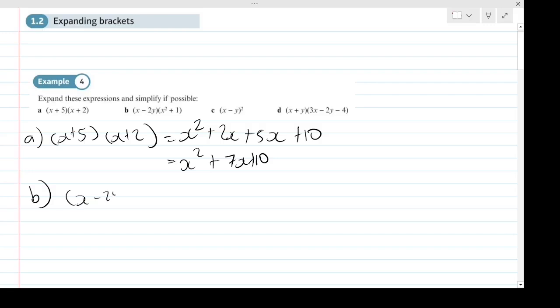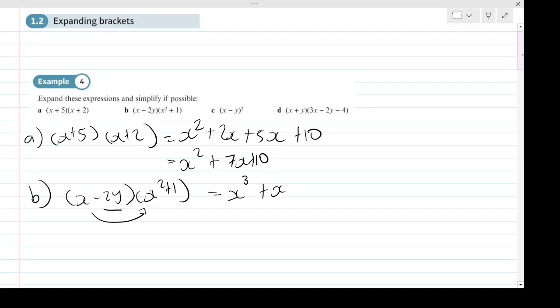Now we've got x minus 2y, x squared add 1. It will be the exact same approach, but it might look a little bit trickier because we've got a y. But it's the same approach, right? So we're going to take the x and multiply it by everything in the second bracket. Firstly x times x squared, that'd be x cubed. Then you're going to do x times the 1, which is just x, right? x times 1 is just x.